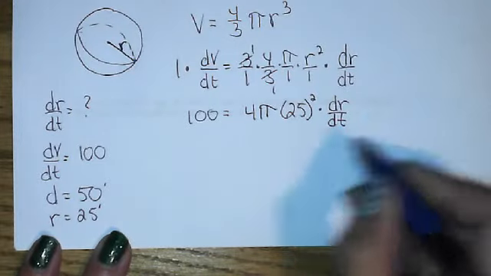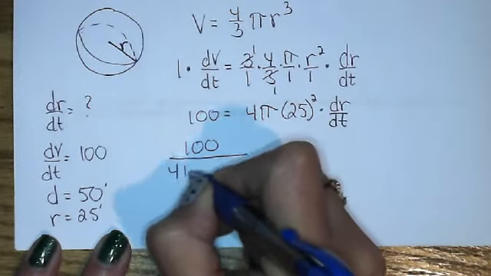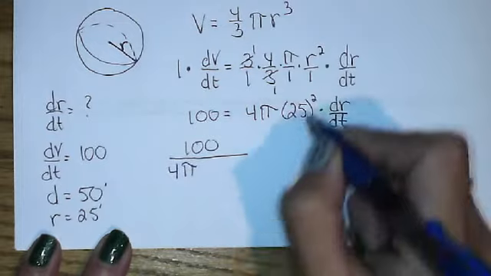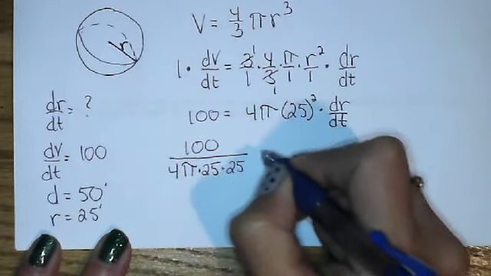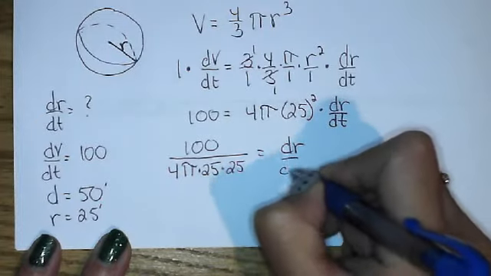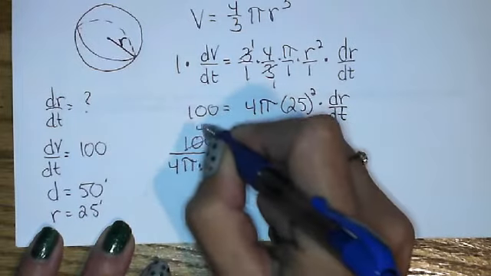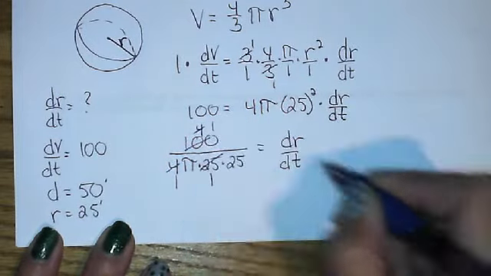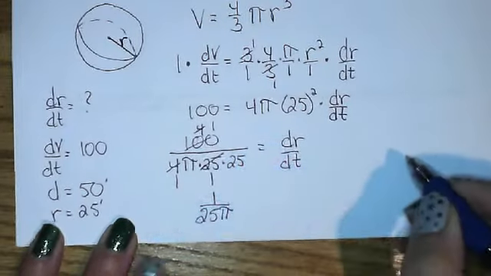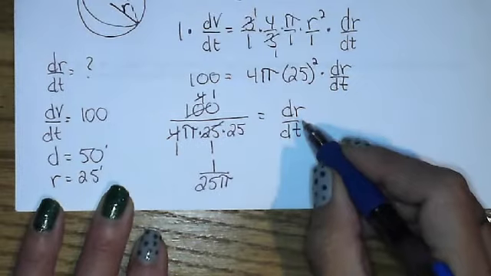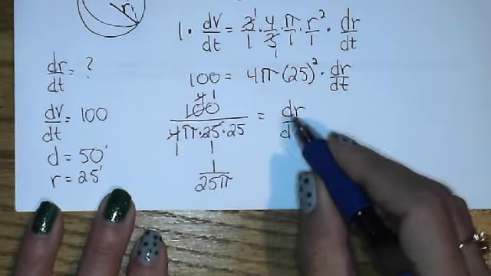Okay. Now it's just a little algebra. I'm going to work all of this out. I'm just going to divide by it. So it's going to be 100 divided by 4 pi. I don't have a calculator here, so I'm just going to make that times 25 times 25 equals dr dt. So let's see. 25 goes into 100 4 times. So I get 1 over 25 pi is my rate of change for the radius with respect to time.